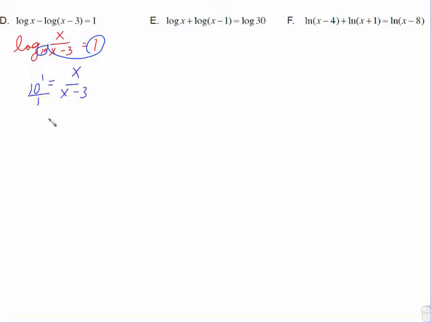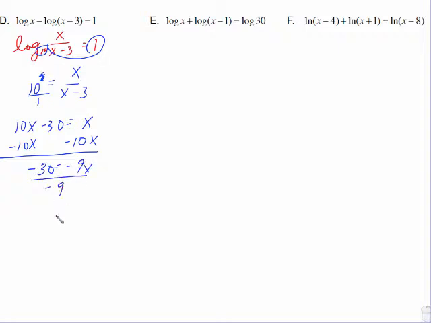I would put a bottom on that and just cross multiply. Of course, 10 to the first is just 10, so I can pretend that wasn't there. Cross multiply, I get 10x minus 30 equals x. Simple equation to solve, subtract 10x from both sides. So I have negative 30 equals negative 9x.